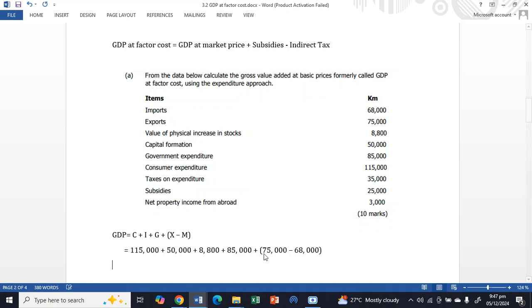Colleagues, get your calculator so that we make sure we are getting the correct values. So I'm getting a total of 265,800 GDP at market price, or at market value. 265,800. Are we all getting this?